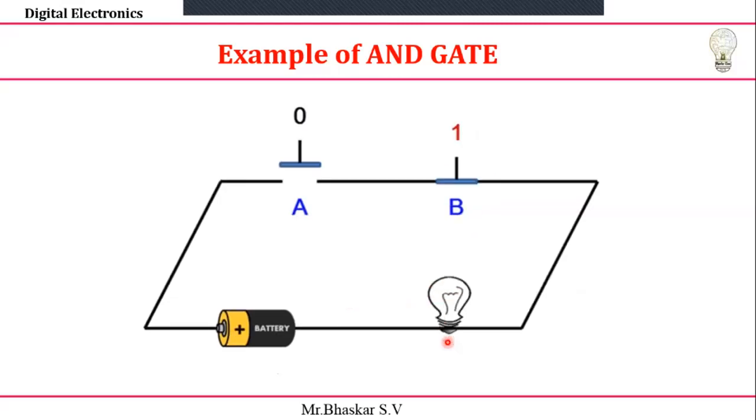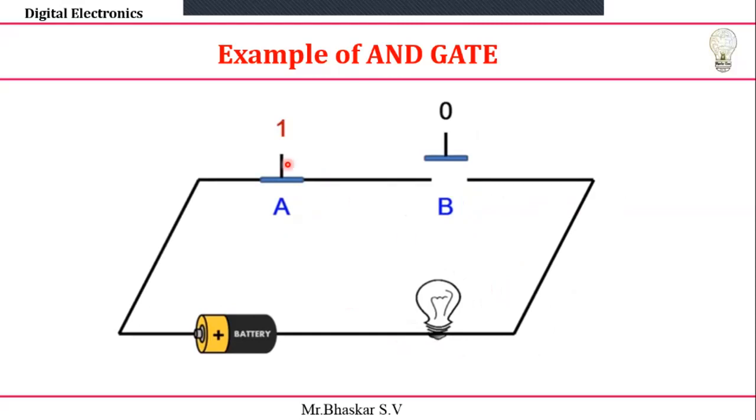Next, second case, I'm going to make B 1, which means the switch is on. This switch is on, but A is open, so it is still not connected in a closed path. Then my output bulb will not glow, meaning the output is 0. Third case, A switch is on and B switch is open, still not a closed path, so the output is 0. Here I'm connecting both the switches in series, keep that in mind.